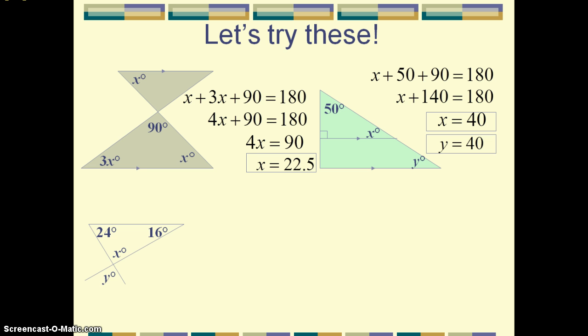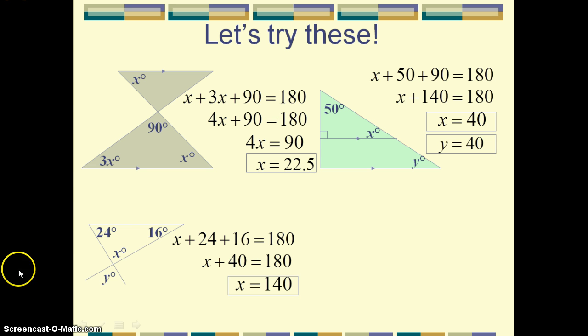Next picture. I can easily solve for x within this triangle by setting up an equation and finding that x is equal to 140. Now, what's the relationship between x and y? These are vertical angles, so I can find that y is also 140 degrees.